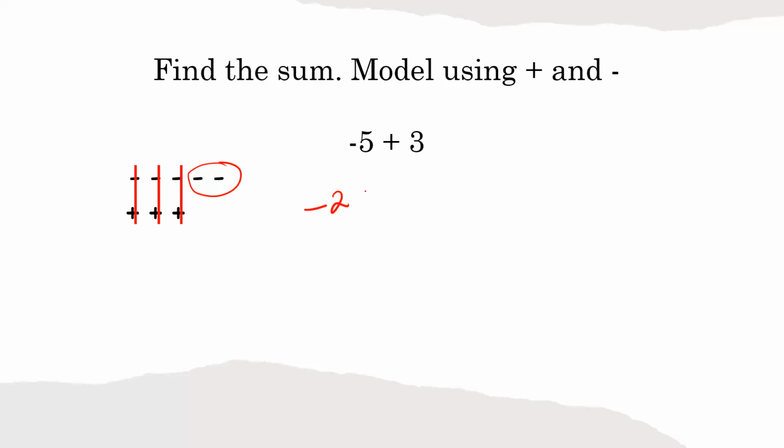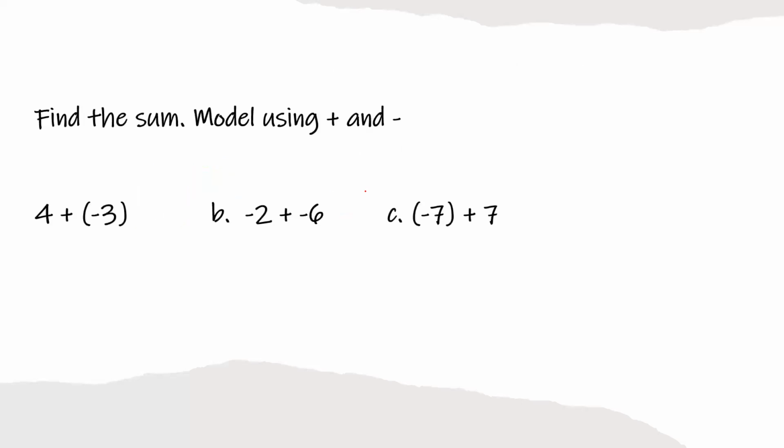All right. Let's look at some more. Let's model these. We're going to find the sum modeling these. On the first one, we have 4 positives, and then we have 3 negatives. And remember, these guys cancel each other out. So what are we left with? We're left with +1, right? +1 is our answer.